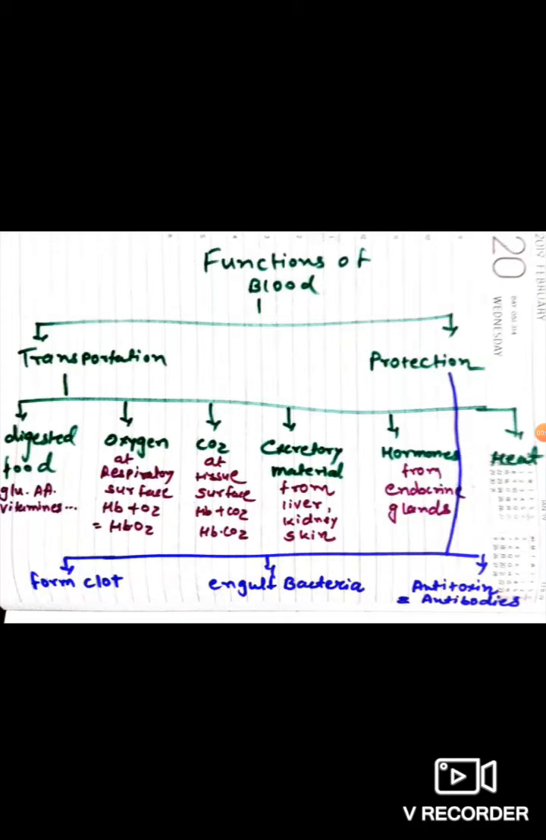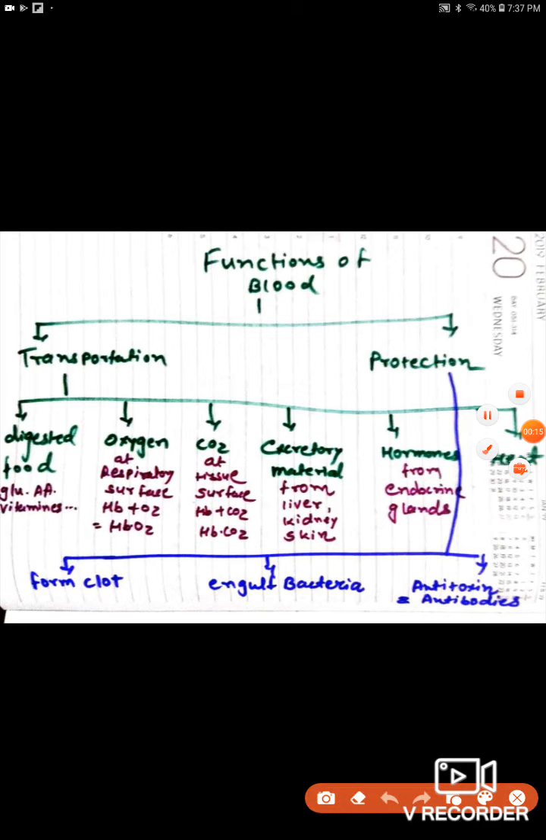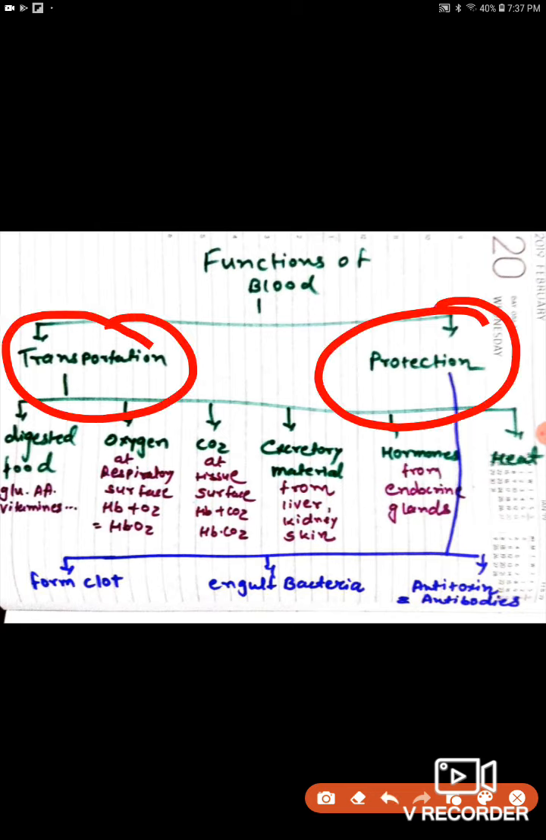Good morning everyone. Last time we started a new chapter, Chapter 8, the circulatory system, and we saw many introductory topics, like what fluids are present in our body and what the properties of blood are. Today we are going to cover the functions of blood. There are two main functions of blood: transportation and protection.